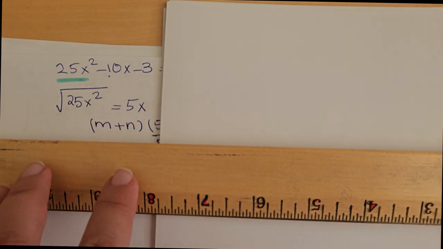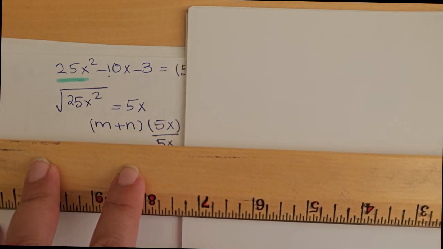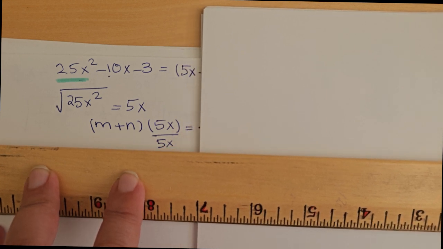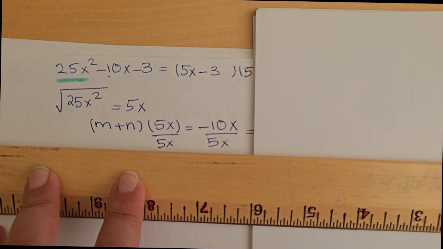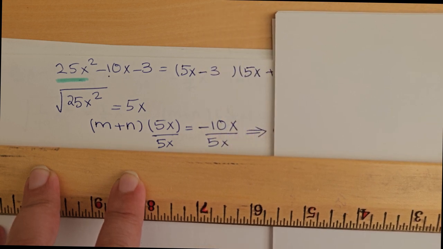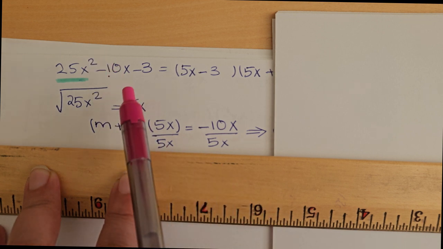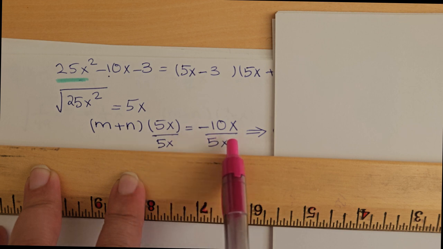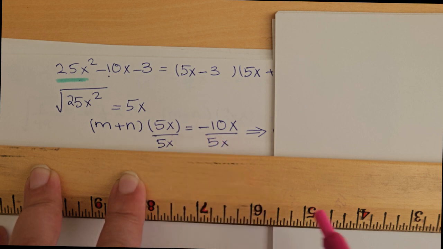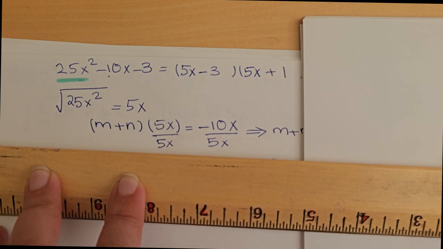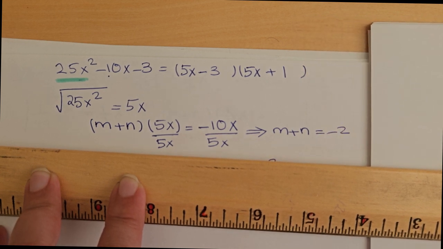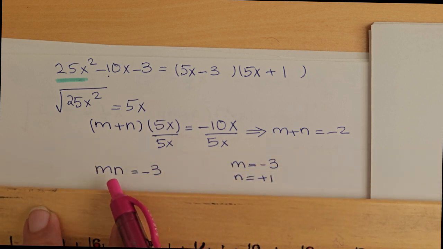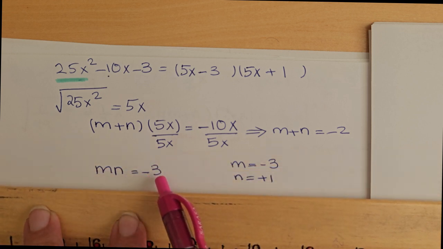Then we add the two non-repeating terms, multiplied by the repeating term. It must be equal to 10x. 10x coming from here. In this step, we're trying to simplify both sides by 5x. So m plus n is equal to -2. On the other hand, the multiplication of the two non-repeating terms is -3.